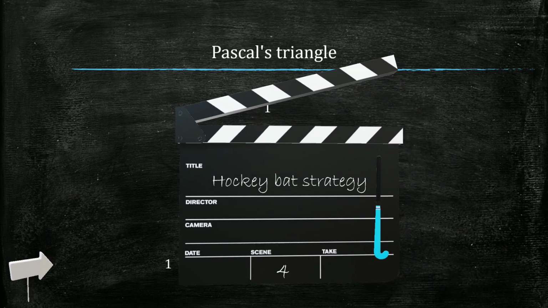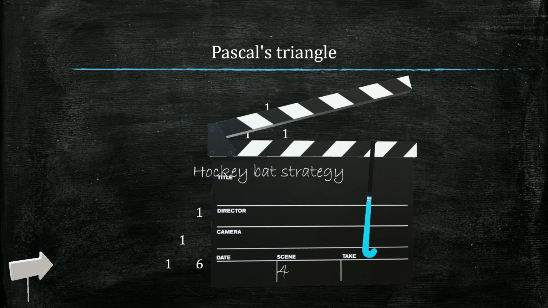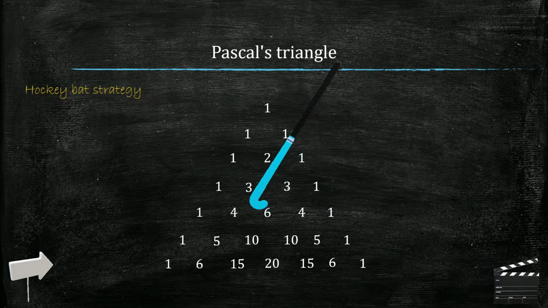Let's play something with this hockey bat. The hockey bat strategy. This is scene number 4. When you take a hockey bat and place it inside Pascal's triangle, how does it work? Let me show you that. When I place this hockey bat on Pascal's triangle, the number 1, the number 2 and the number 3 are on the hockey bat. When I add those numbers, I get 6, which is on the tip of the hockey bat.